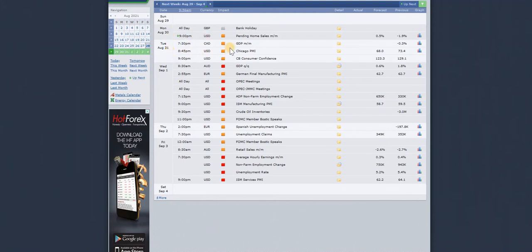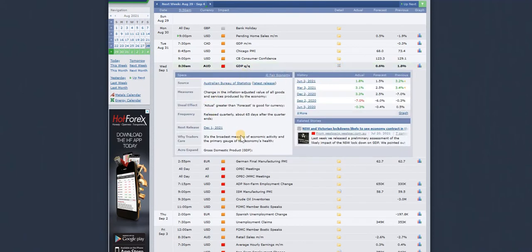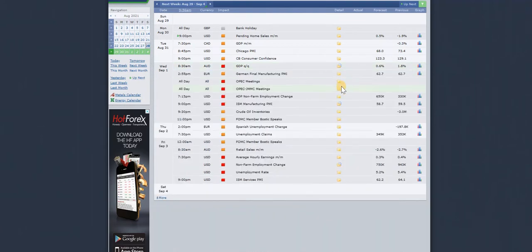So Monday, not much happening. Tuesday, not much happening. Wednesday, we've got GDP out of Australia. Now, if you want to know what the news is, you just come across to this yellow envelope and click on that. It opens up a description box and tells you exactly what it's about, how it should affect the market, etc.